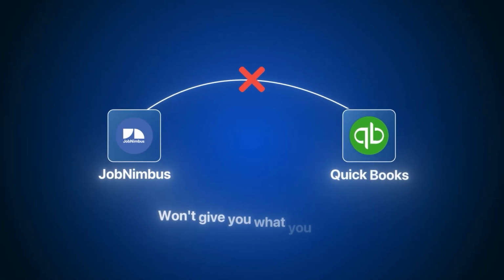The level of detail you'd need to track project profitability accurately just doesn't flow through cleanly. JobNimbus is similar. Good software for what it does, but if job costing is a priority for your business, the connection between JobNimbus and QuickBooks isn't going to give you what you need.